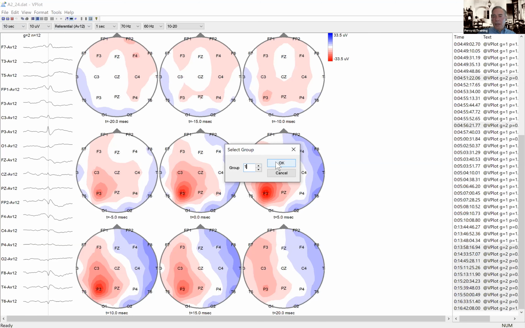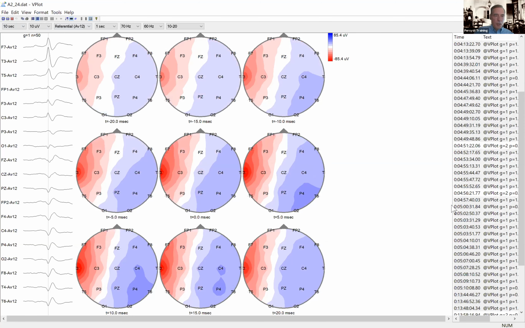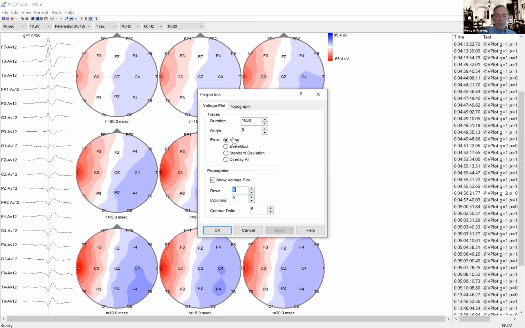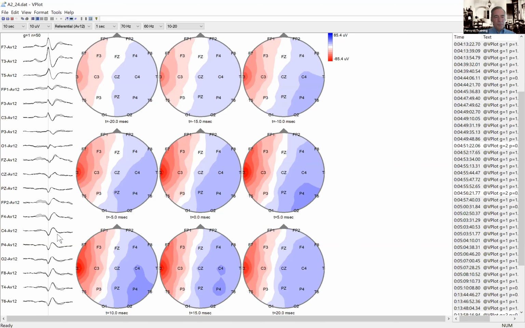Click OK, and just going to shade these. Again, you can select manually any individuals you want, but I want to look at the quality of this average. By right-clicking on this and going to properties, up at the top I have what's called error traces. Even, odd would show all the odd numbered and all the even numbered traces and all the traces overlaid. And we can see they line up pretty well here.